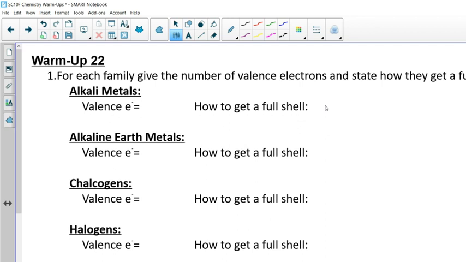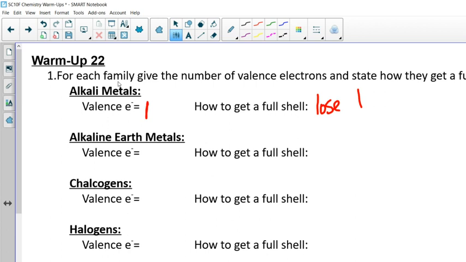Okay, so alkali metals, how many valence electrons? One valence electron. And how will we get a full shell for these guys? Lose one.